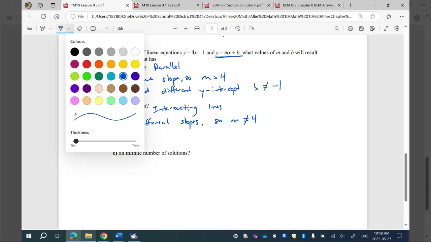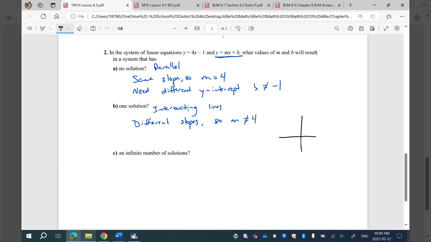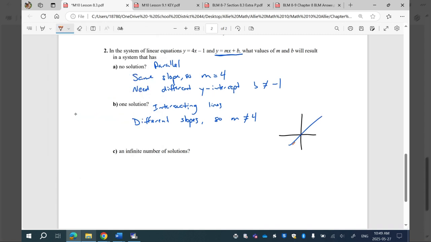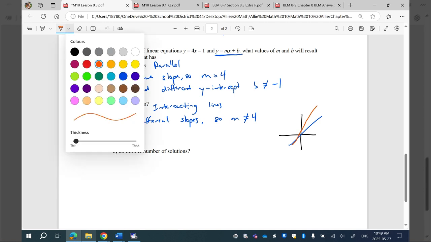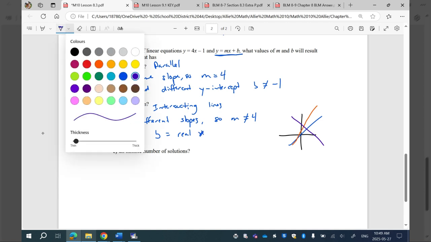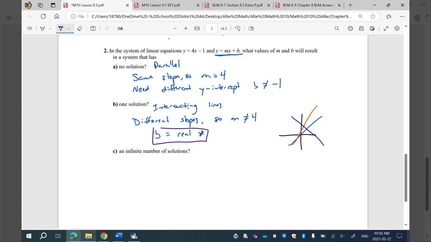Our lines, for example, could be, here's one line like this. We could have a line that's incredibly close to it, but it does cross at some point. We could have a line that's perpendicular. They could be crossing at different intercepts, and maybe they'd be intersecting way down here, way off somewhere. I guess I would maybe say b equals a real number, but I don't even know if that's going to help you. No real restrictions on b. It's okay if it has the same y-intercept.